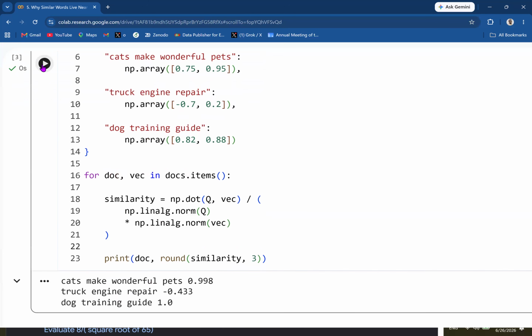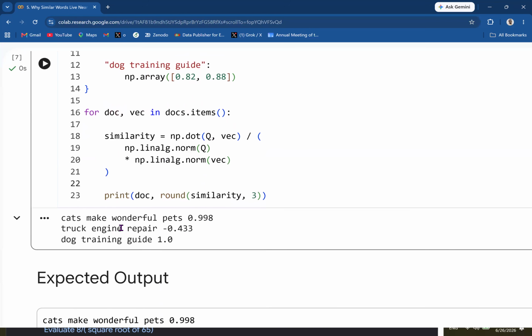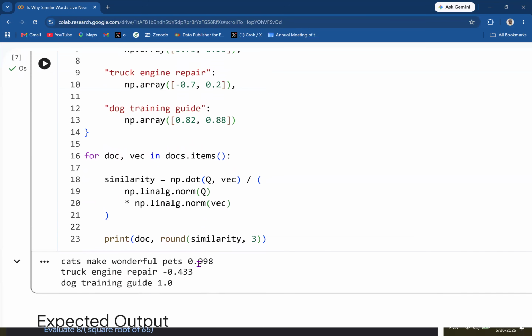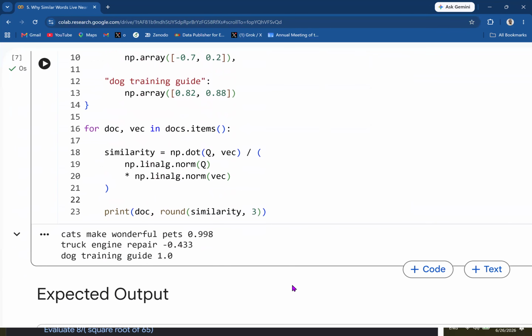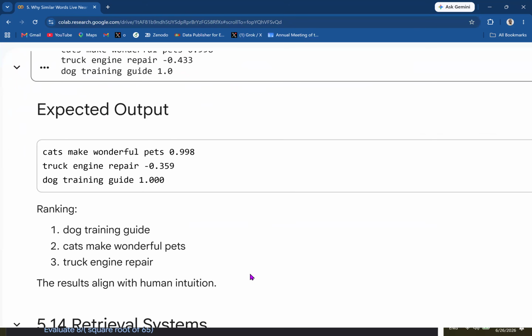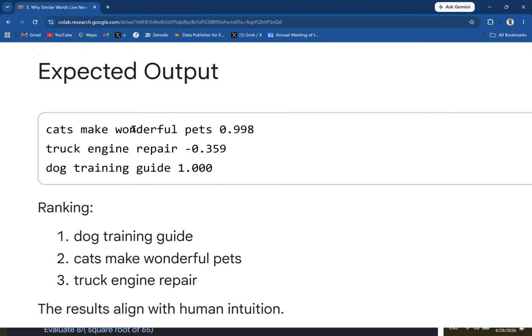If you do that and you run it, you see cats make wonderful pets is 0.998, and then truck engine repair minus 0.433, then the dog training guide is 1.0, that's like perfect. Like I said, this and this are perfectly in the same direction, followed by this other one, 0.998. So you see the expected outputs now. Cats make wonderful pets, 0.998. Truck engine repair, minus 0.35, far away.